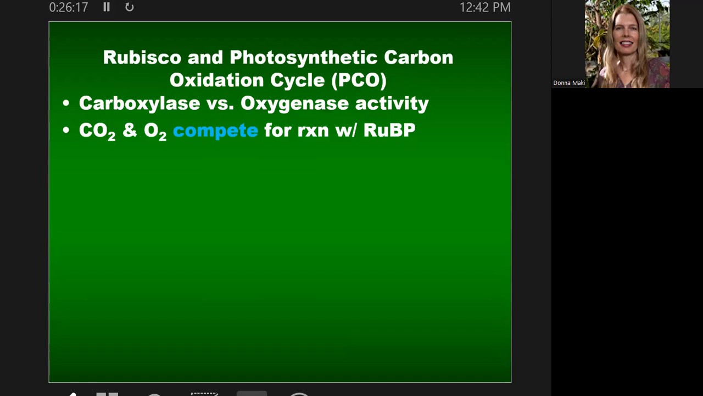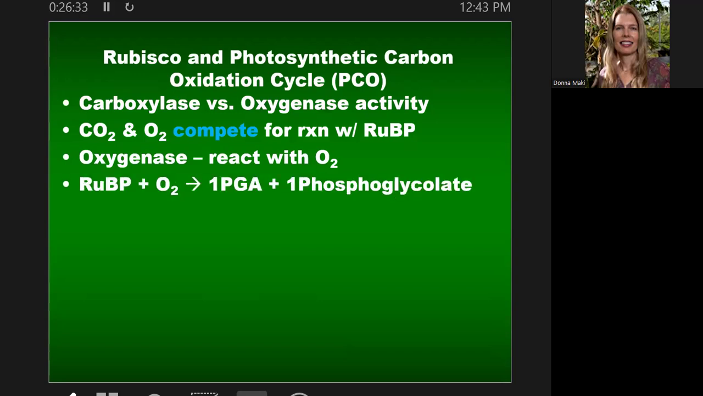I'll show you why it's a problem. That oxygenase aspect of Rubisco is like, yeah, I can take oxygen too. I don't really care. It's all the same to me. Whichever gets into the active site is what it will use to react with RUBP. So if oxygen gets in there, it's going to react with RUBP. You do get one molecule of PGA, which is good because that's the Calvin cycle. That's what you want. But instead of two identical molecules of PGA, you only get one.